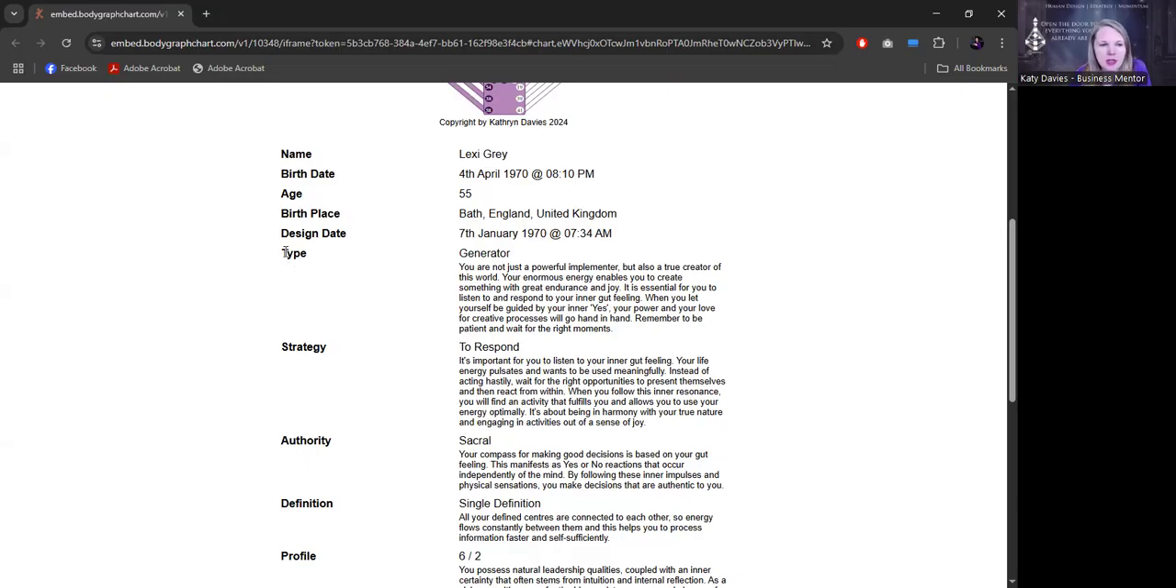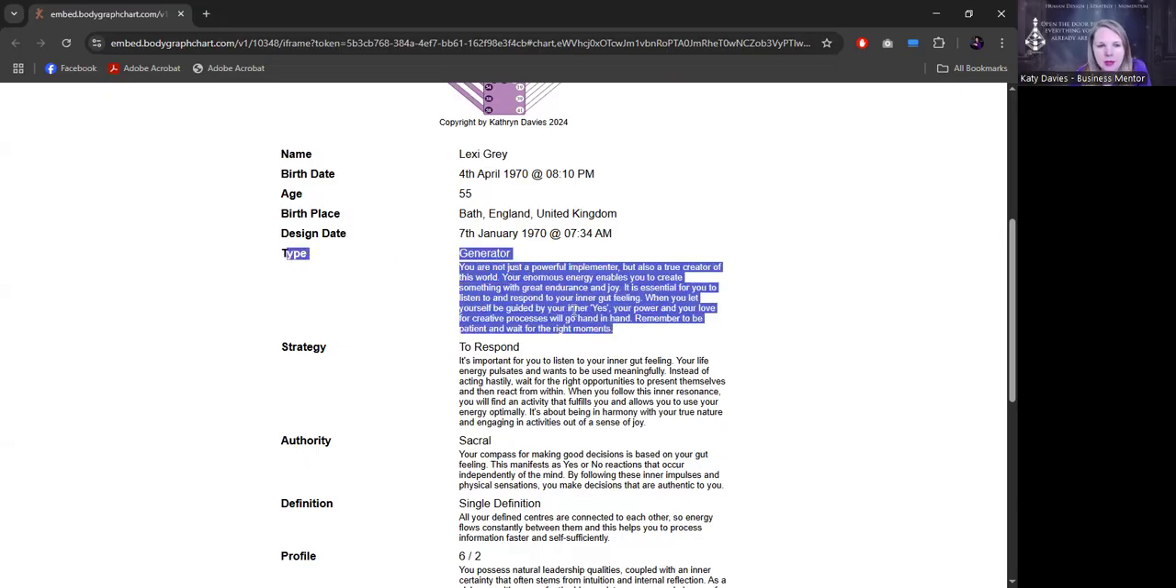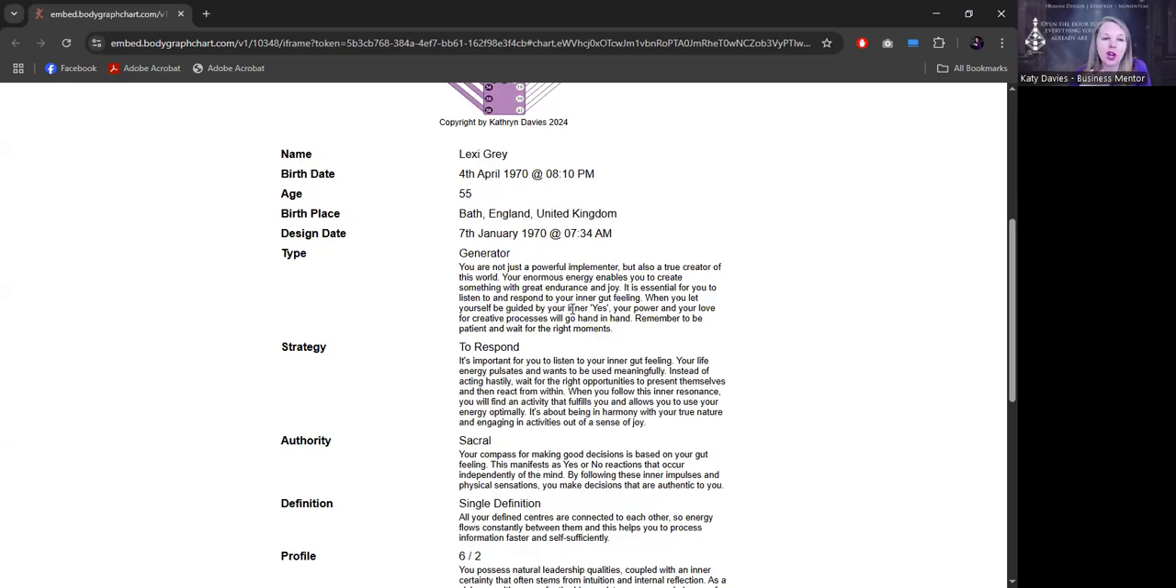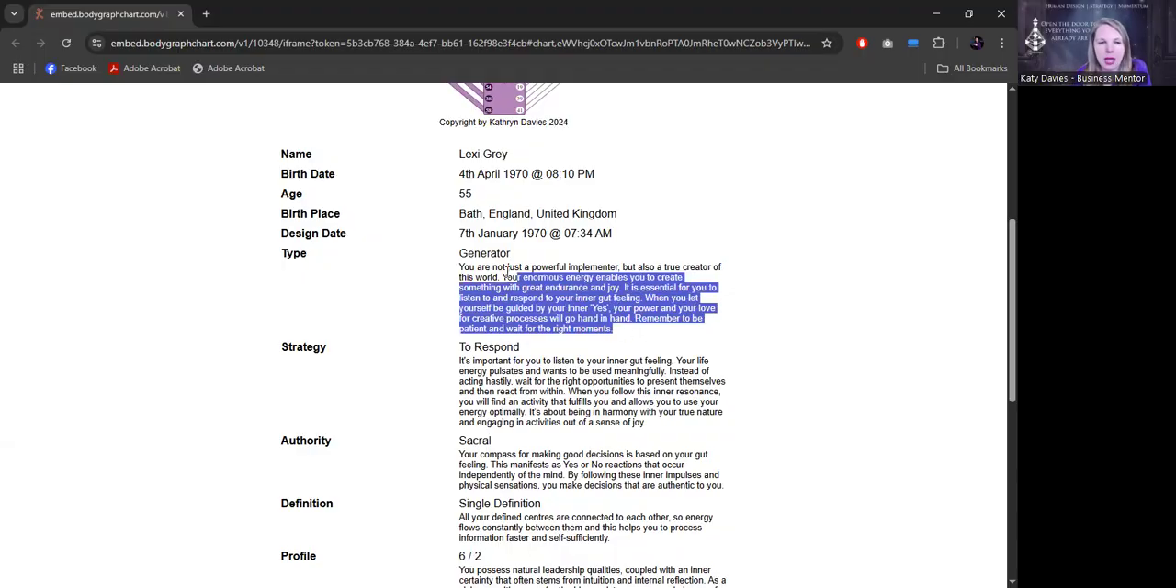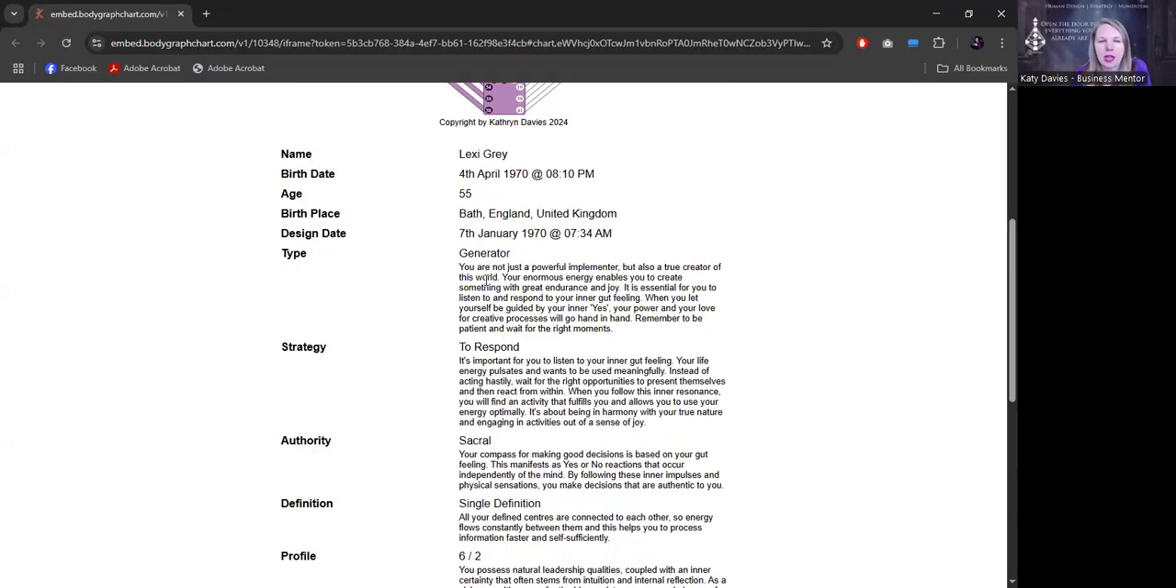So the first thing that we would look at is type. There are 5 types across the chart: manifestor, generator, manifesting generator, projector, reflector. So this is the first piece that you're going to be working on getting to grips with. What does that mean for you?